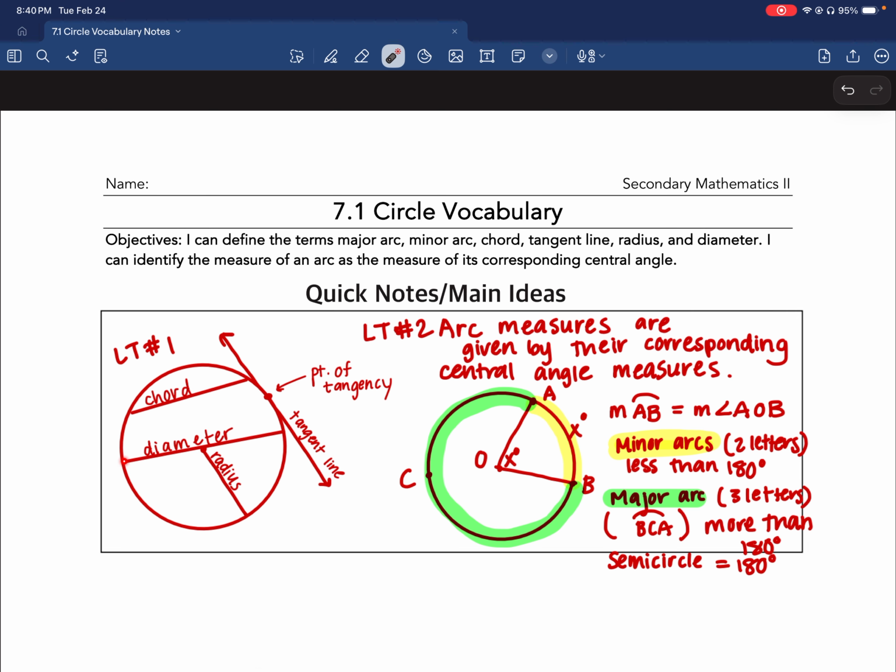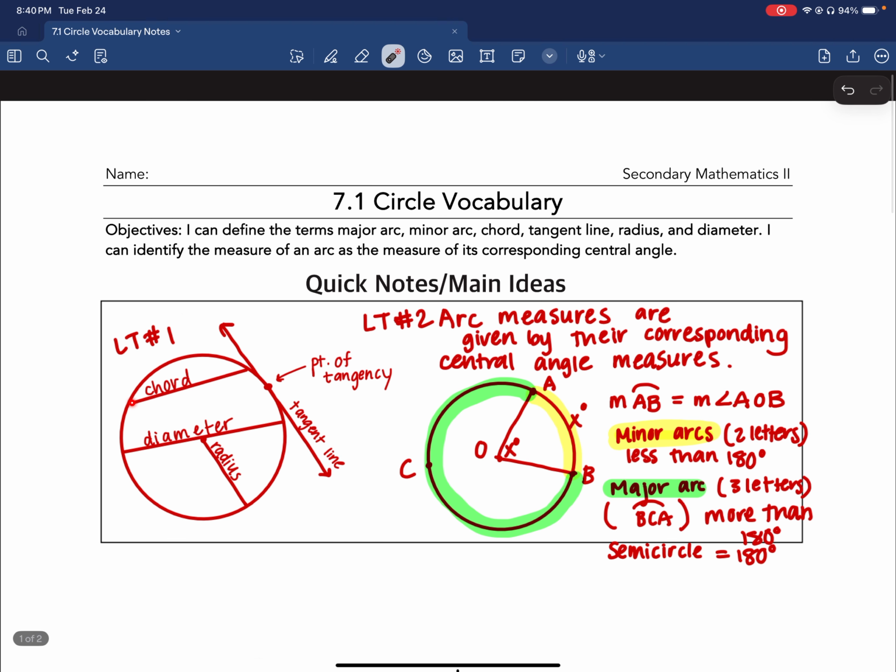Okay, so diameter from one point of the circle to the other point of the circle, but it does go through the center. And then radius goes from any point to the center. Okay, half the diameter is the radius. And then we have what's called a chord. Now, a chord is very similar to the diameter. Okay, the only difference between chord and diameter is a chord still starts and stops on the circle, but it does not have to go through the center. Okay, so the diameter does have to go through the center. A chord does not need to go through the center.